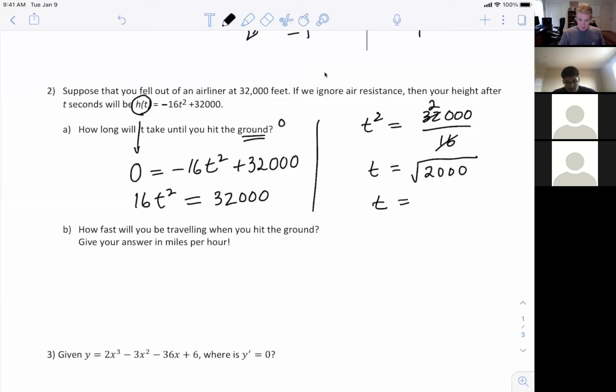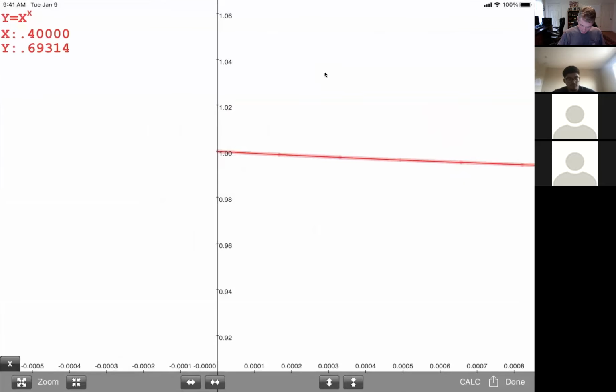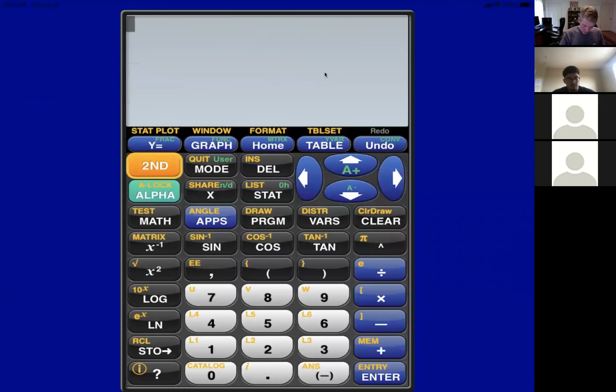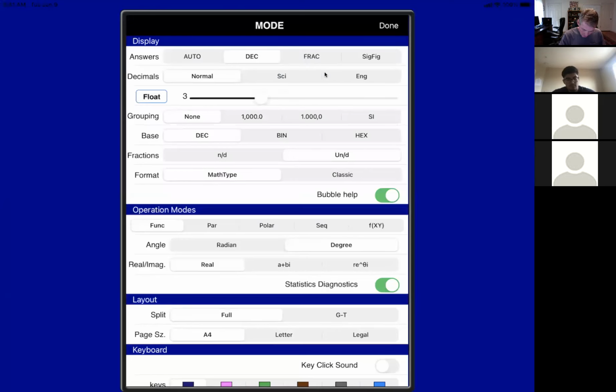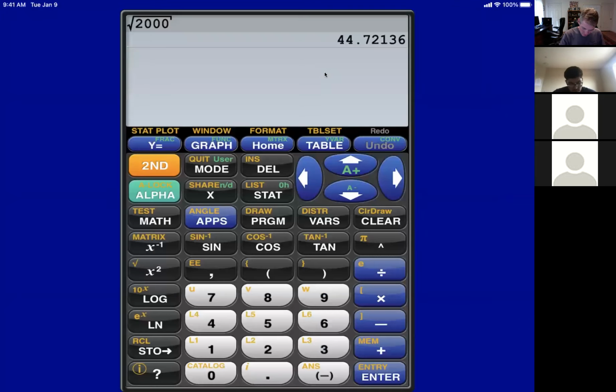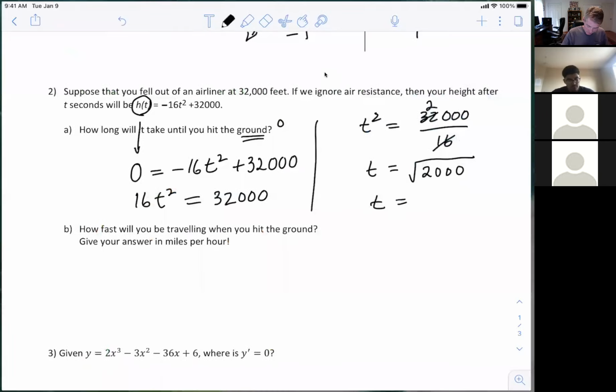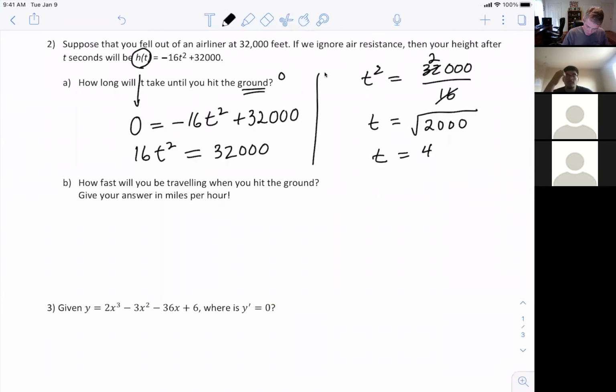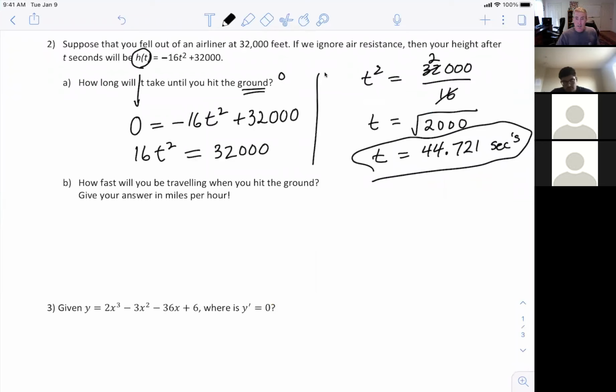So what's the square root of 2,000? I'm going to go with 3 decimals. Let me change my calculator back to 3. So 44.721, and that would be in seconds. So almost 45 seconds of free fall.